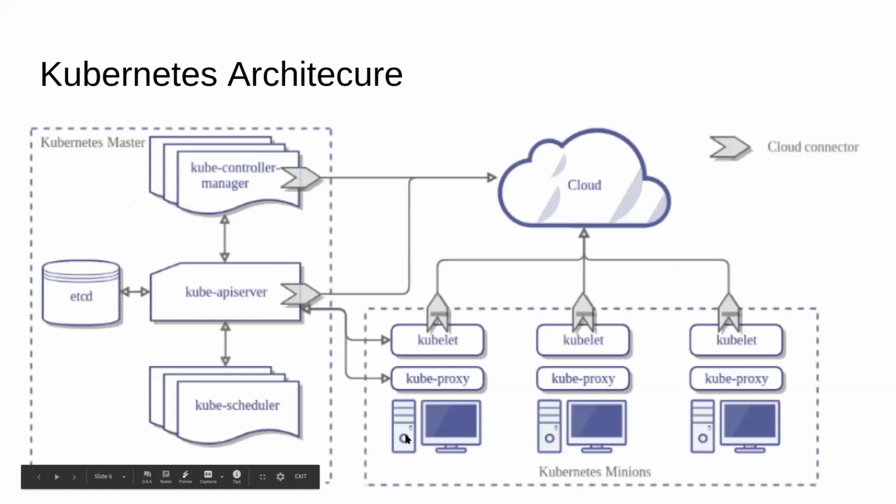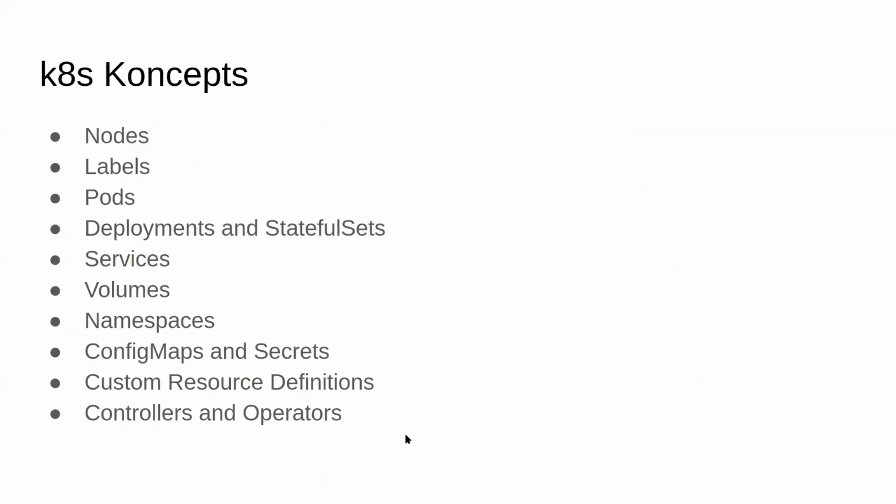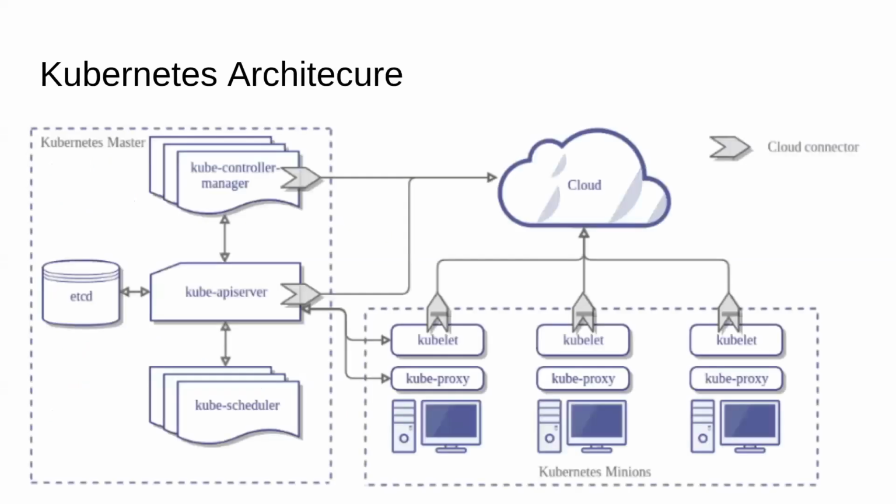And controllers and operators. How do we do all this stuff? Creating these custom resource definitions, everything like that. Well, you do it with operators, which are a special kind of controller that creates custom resource definitions. So that was a lot. There must be some questions. Any feedback on how fast or slow I'm going?